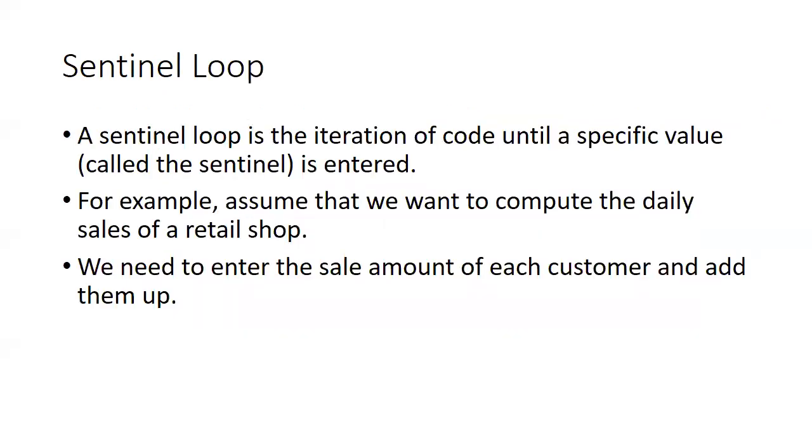Now the Sentinel loop. The idea of the Sentinel loop is that we're still going to have the condition at the end of the loop, but the user is going to say go or stop. The user is going to start the loop. Now we use this when, before we start the program, before we start the loop, we don't know how many times we're going to do it. The user is in control of the loop.